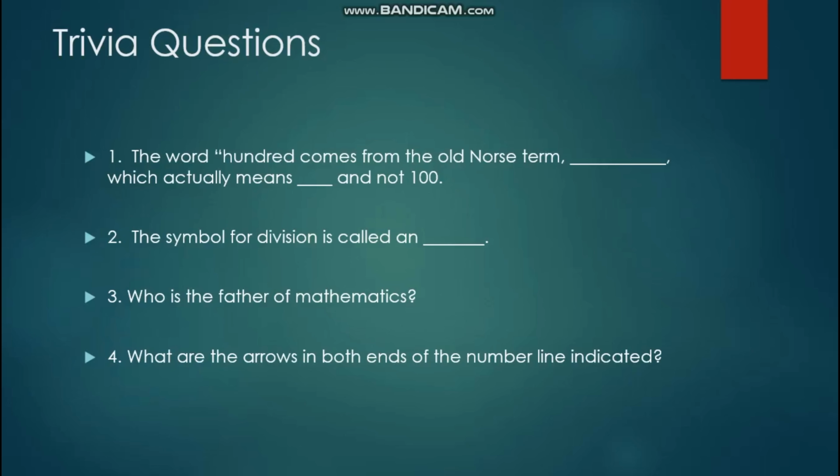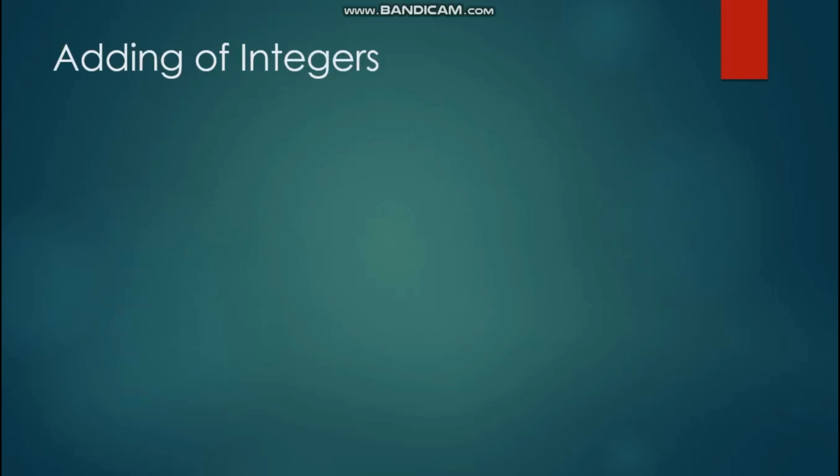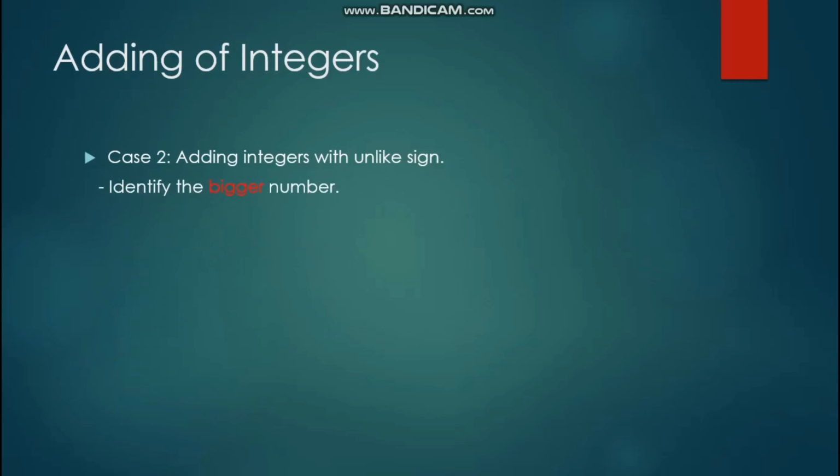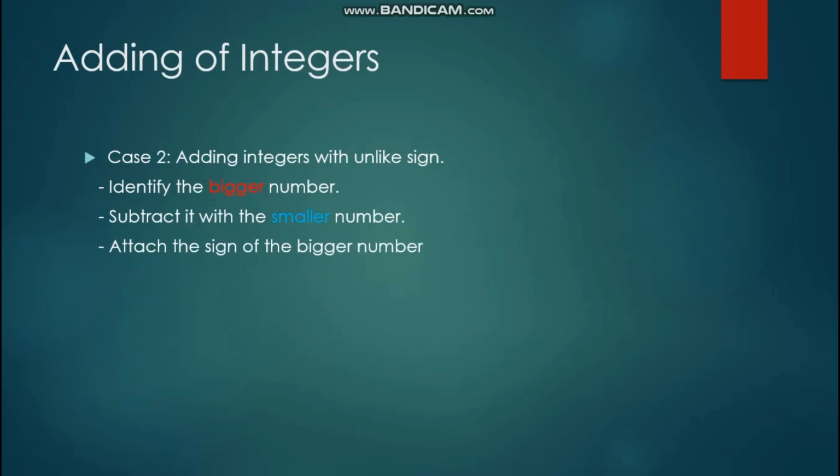So, ang pangalawang case sa pag-add ng integers is adding integers with unlike sign. So, these are the rules sa pag-add ng integers with unlike sign. First rule is identify the bigger number. Next, subtract it with the smaller number. Next, attach the sign of the bigger number.